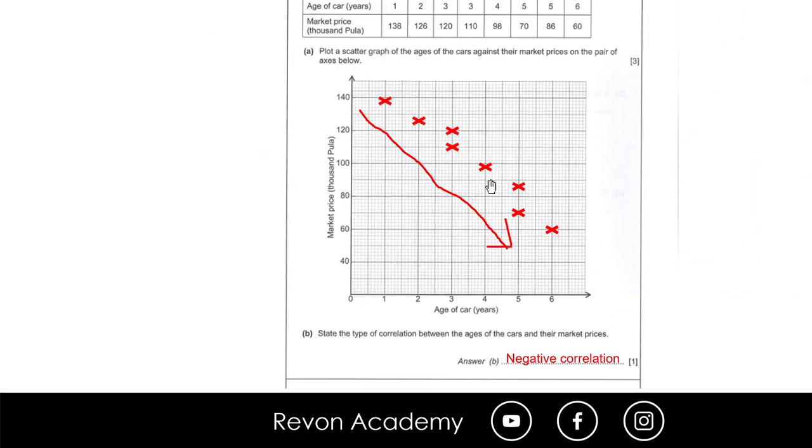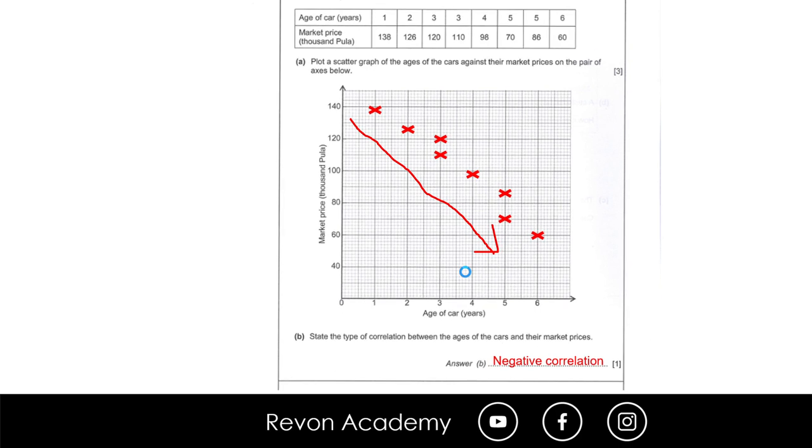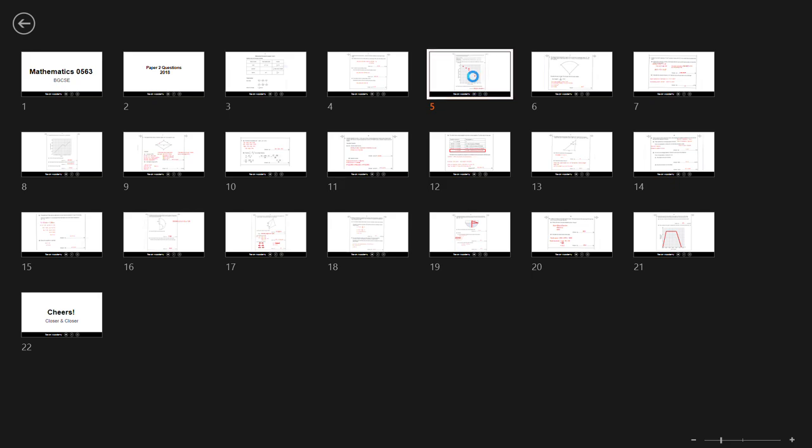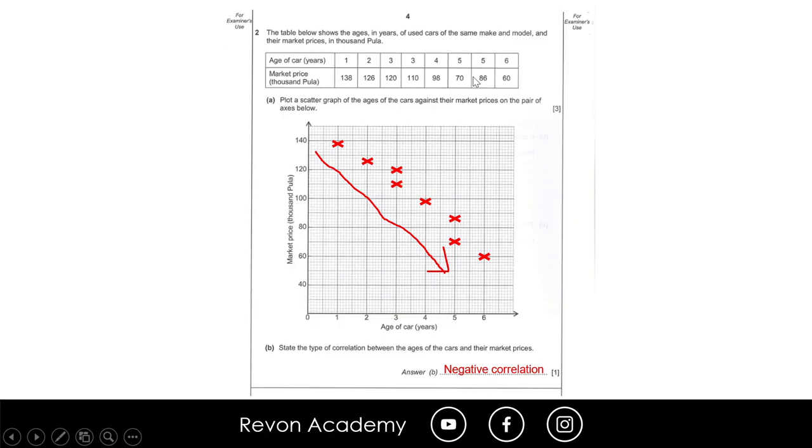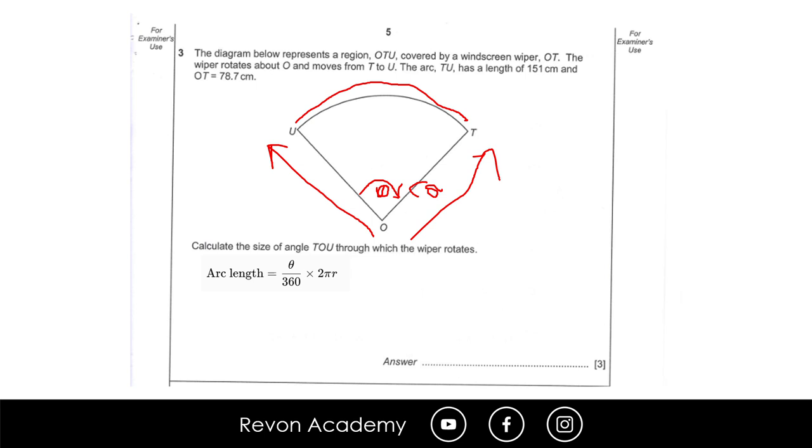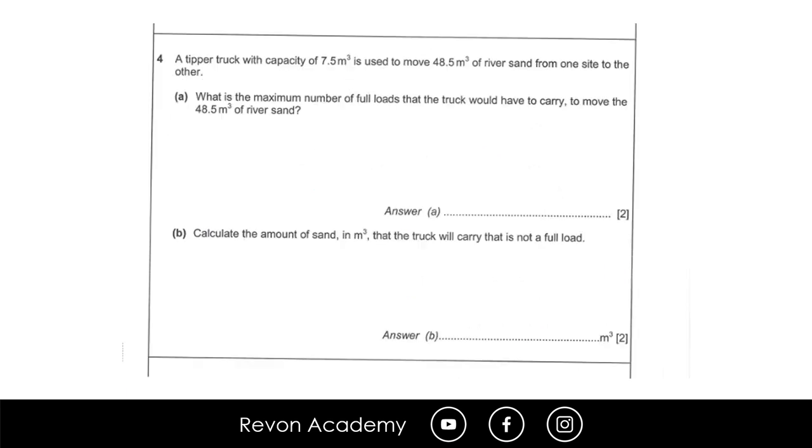Another thing, why is it negative correlation? It's basically because as the number of years increase, we'll see that the value of the cars decreases. So if you have an inverse relationship between the two factors there, that means we have a negative correlation. Okay. Yeah, so I wanted to emphasize that. Let's go to the next question.